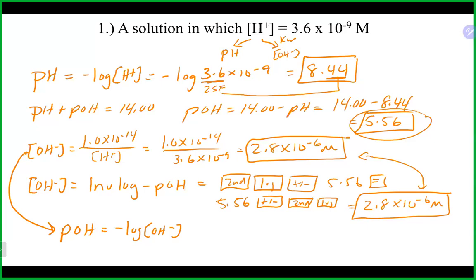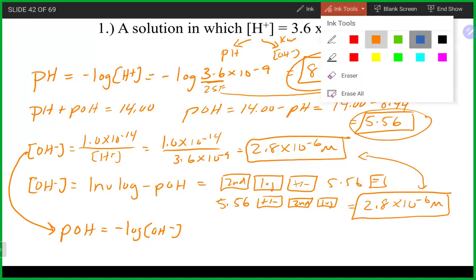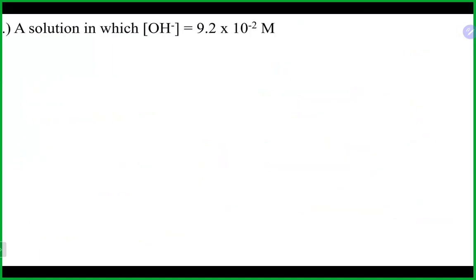Clearly, at this point, this solution would be basic. And again, I'm looking at the pH value only, not acidic and basic together. Any questions on any of those calculations there? All right, take a look at the next one that we have, which was this one, I think.